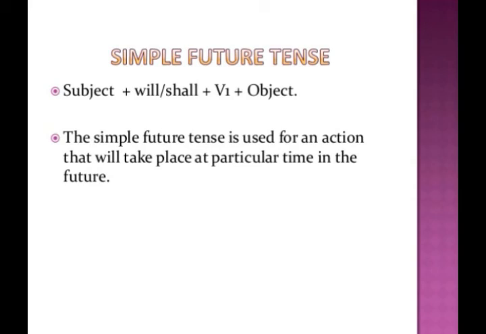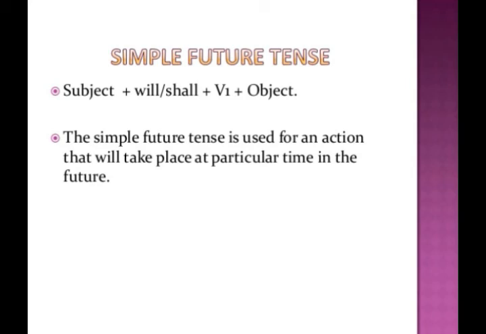As it is future tense, so we use the word will or shall with the subject and verb to make a meaningful sentence. It is used for an action that will take place at a particular time in the future. Means जो कार्य हम भविष्य में करने वाले हैं उसके लिए हम सिंपल फ्यूचर टेंस का प्रयोग करते हैं. हिंदी में जिस सेंटेंस के अंत में गा गे गी आए वह भविष्य काल होता है और इंग्लिश में उसी को हम फ्यूचर टेंस कहते हैं.